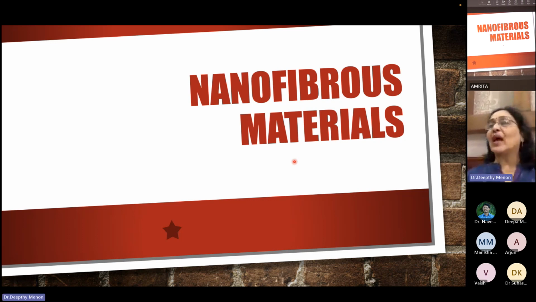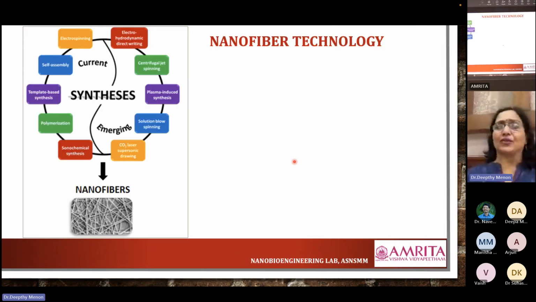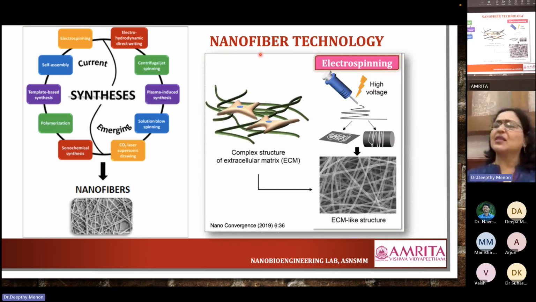As you all know, nanofibers are very much in use for a lot of applications, and we can synthesize them using a wide variety of techniques, of which electrospinning is one very important technique, which is a very simple technique actually, in which a polymer solution is taken in a syringe and a very high voltage is applied to that. And you can get a very random or a particular aligned geometry of fibers.